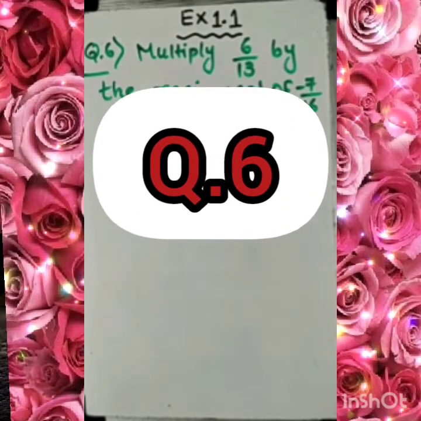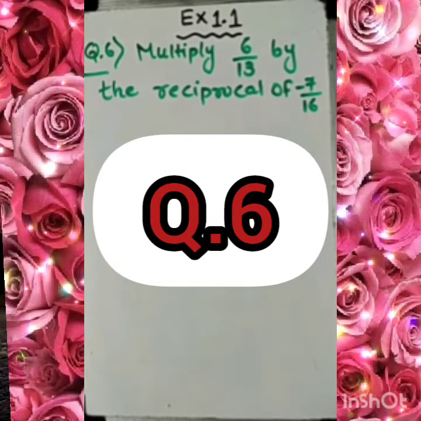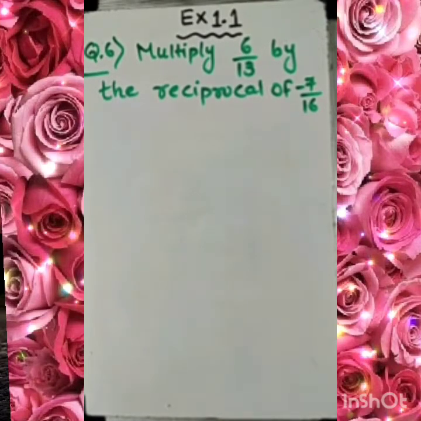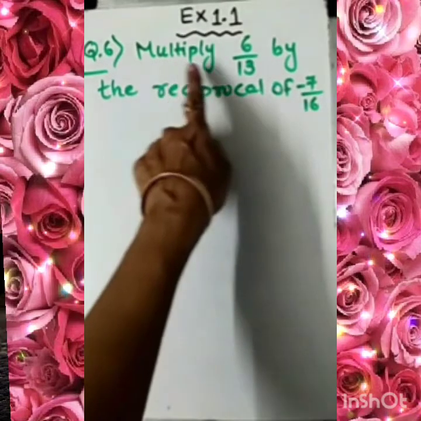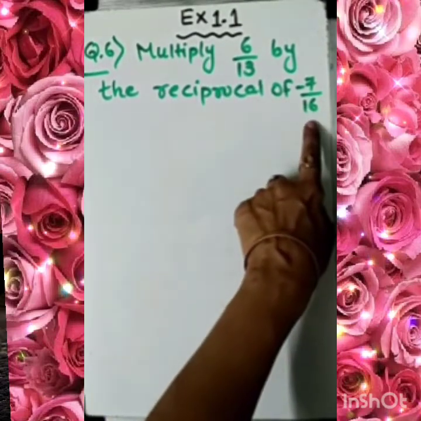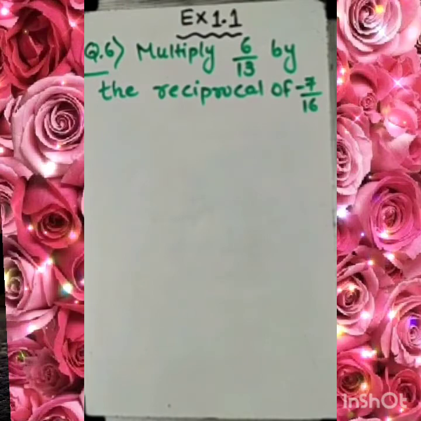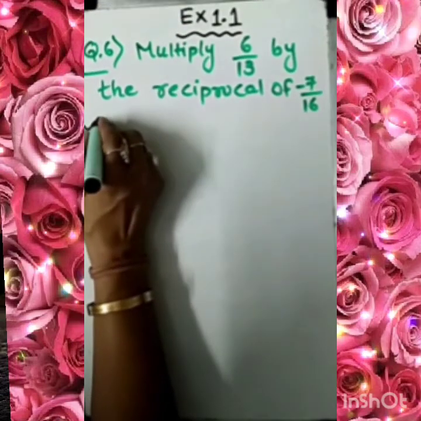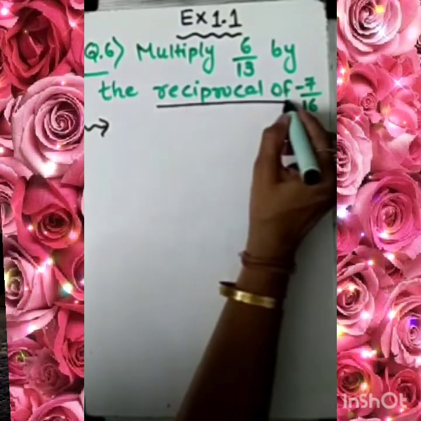So my dear student, on your screen you can find question number 6. The statement of question 6 says, multiply 6 by 13 by the reciprocal of minus 7 by 16. Fine. Now, before we go for the multiplication procedure, we need to find the reciprocal of this given number. Okay. So let's start the solution.